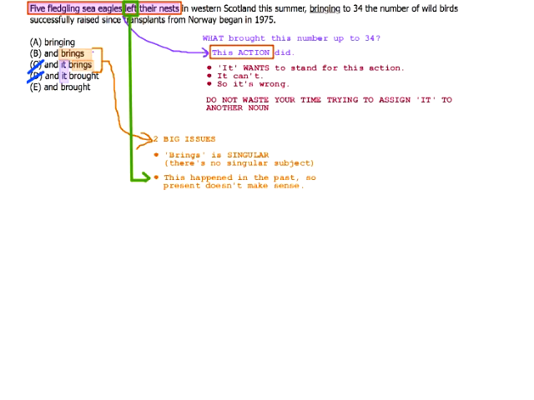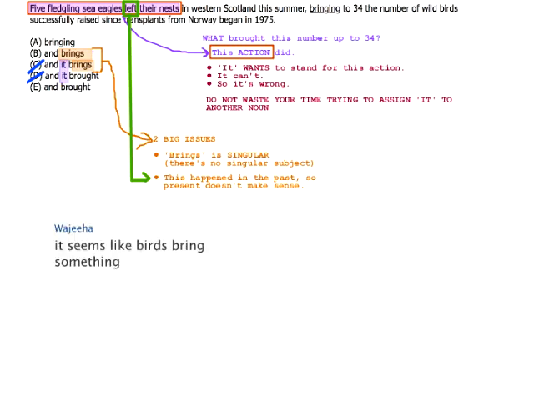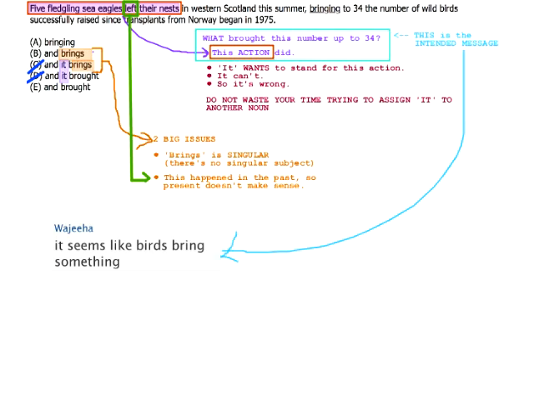And in fact, Wajiha has a very good point. This is the initial understanding of the sentence that you've got to have, that the birds didn't really do anything directly. It was the action that did, right? So this is regardless of the way the sentence is originally constructed. We don't really care what the original construction of the sentence is, right? This is the intended message. And so therefore, this is not the intended message.